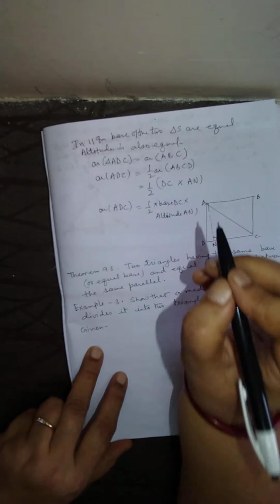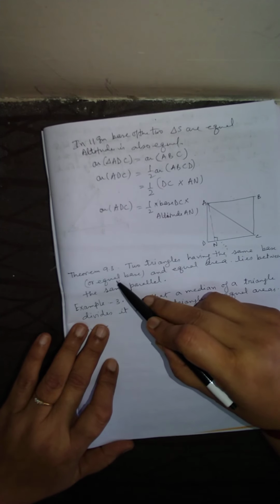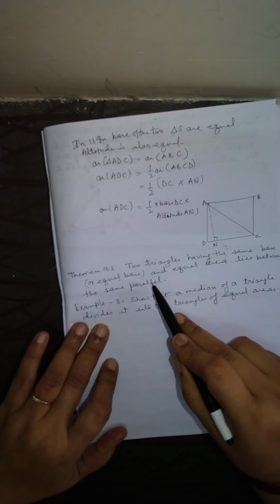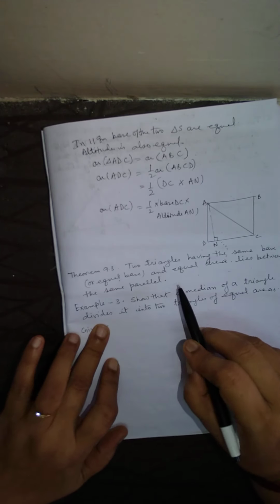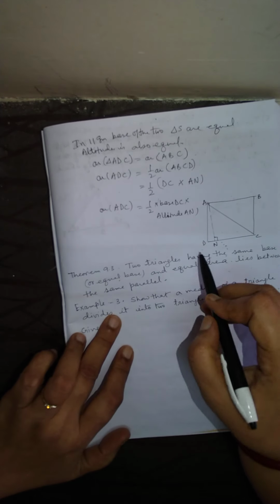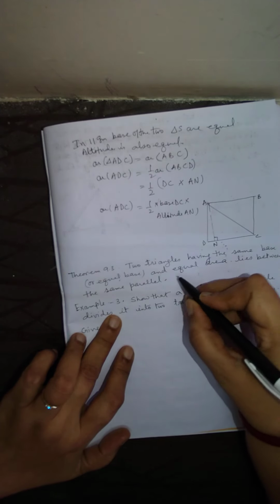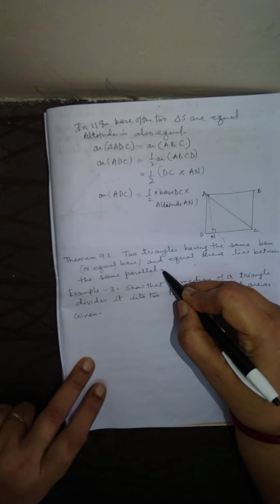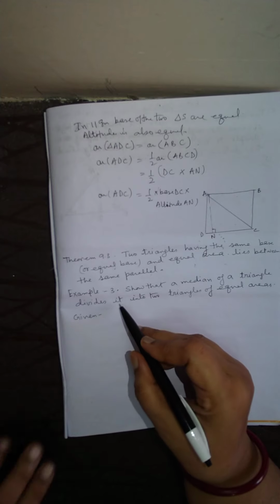Now, theorem 9.3. It is converse of theorem 9.2. Two triangles having the same base or equal base and equal area lie between the same parallel lines. Okay, so in this theorem, if the two triangles have the same base and equal area, then the two triangles must lie between the same parallel lines. This is the converse of theorem 9.2. Now see another one, example 3.